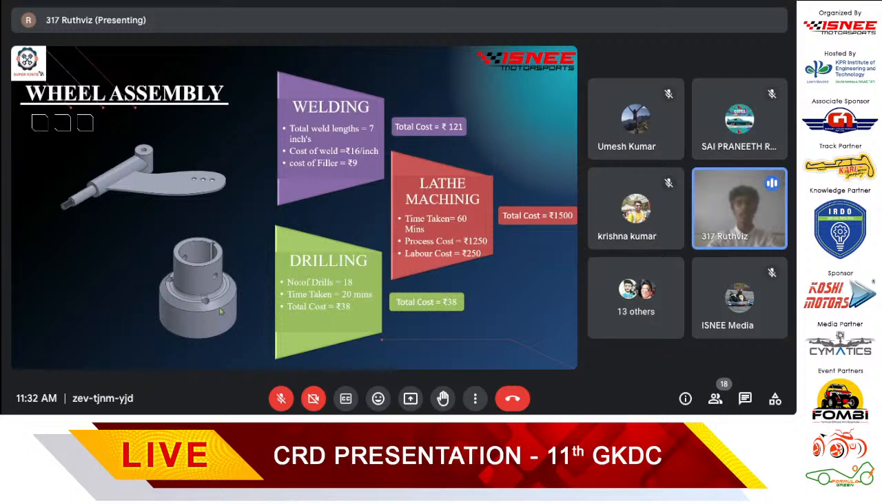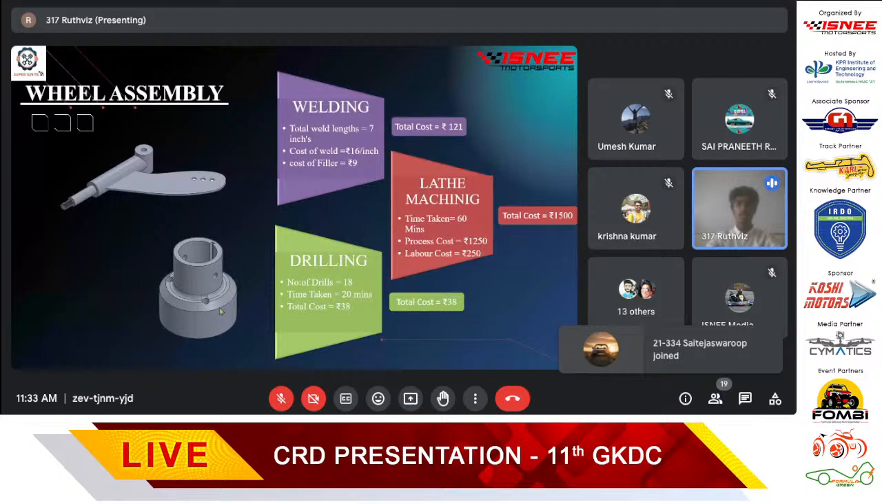Next, coming to the lathe machine. On the lathe machine, we have made the hub and also the steering arm. The total time taken on the lathe machine is 60 minutes. The cost of the lathe machine is 1500 rupees per hour, which includes the labor cost and also the process cost. Here the process cost is 1250 rupees, and the labor cost is 250 rupees.